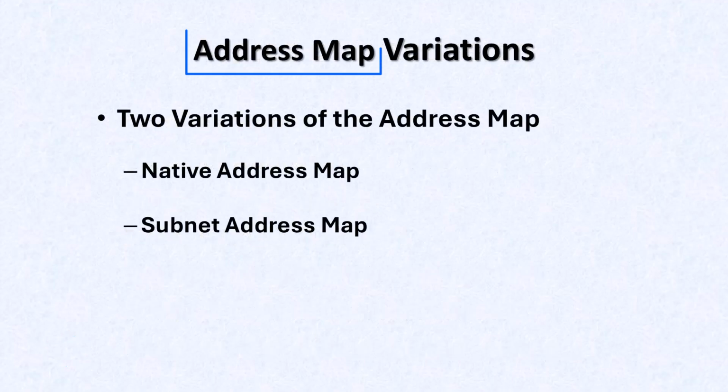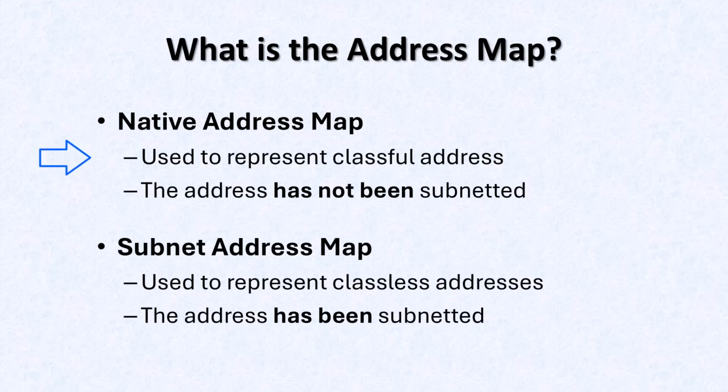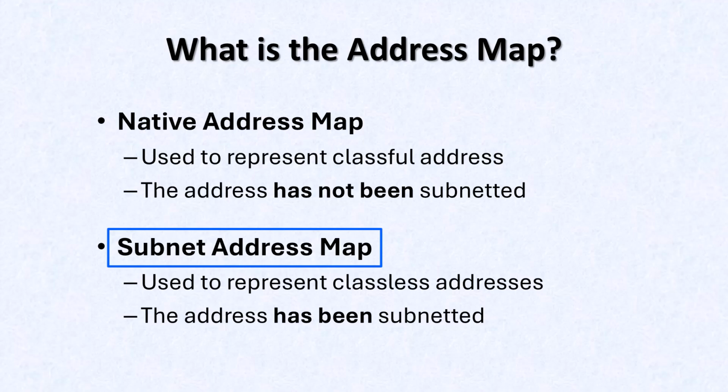We use the term address map as a generic term, but in this series, we deem there are two variations: the native address map and the Subnet Address Map. The native address map is used to represent classful addresses. These are addresses that have not been subnetted. The Subnet Address Map is used to represent classless addresses. These are addresses that have been subnetted. We may simply use the term address map to refer to either one, but most often it will refer to the Subnet Address Map since it is the more interesting of the two.